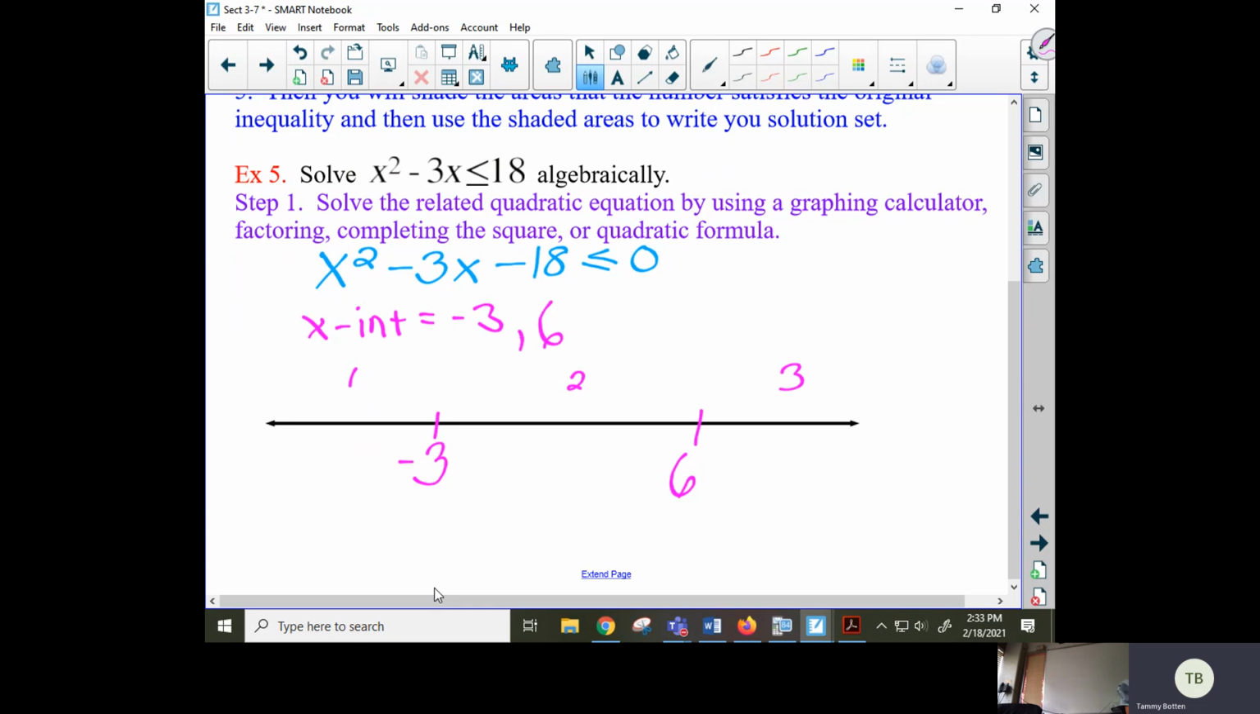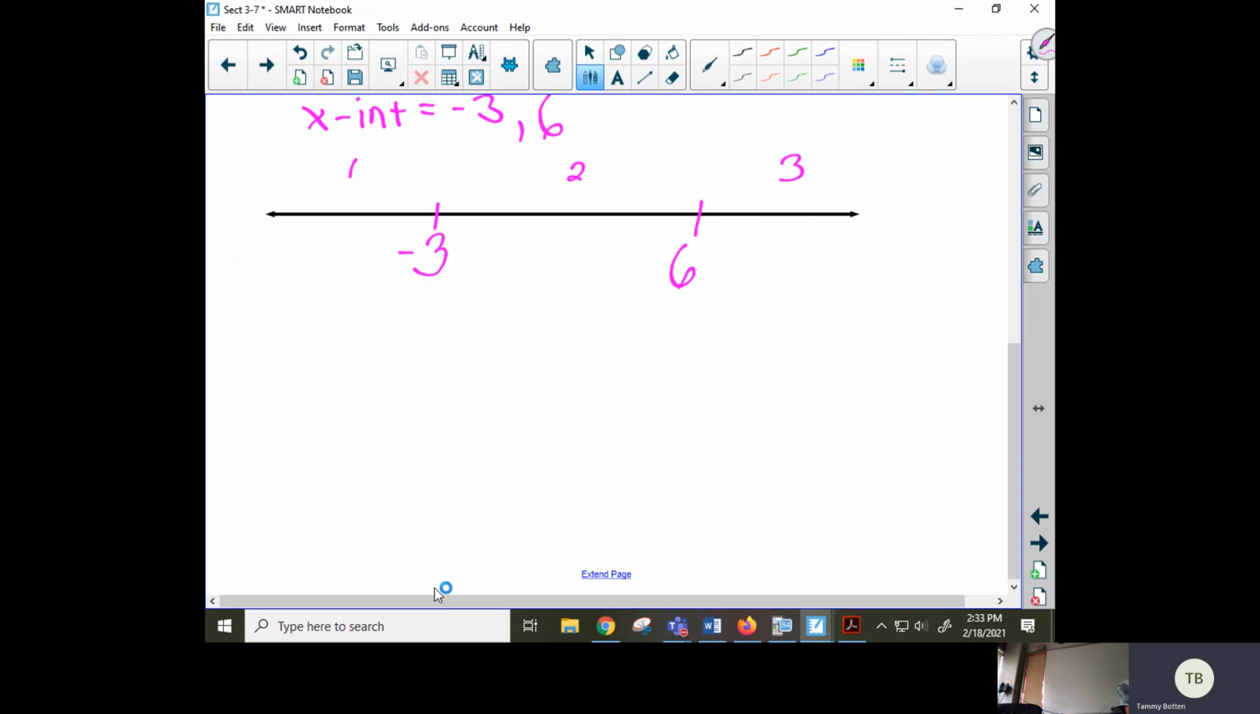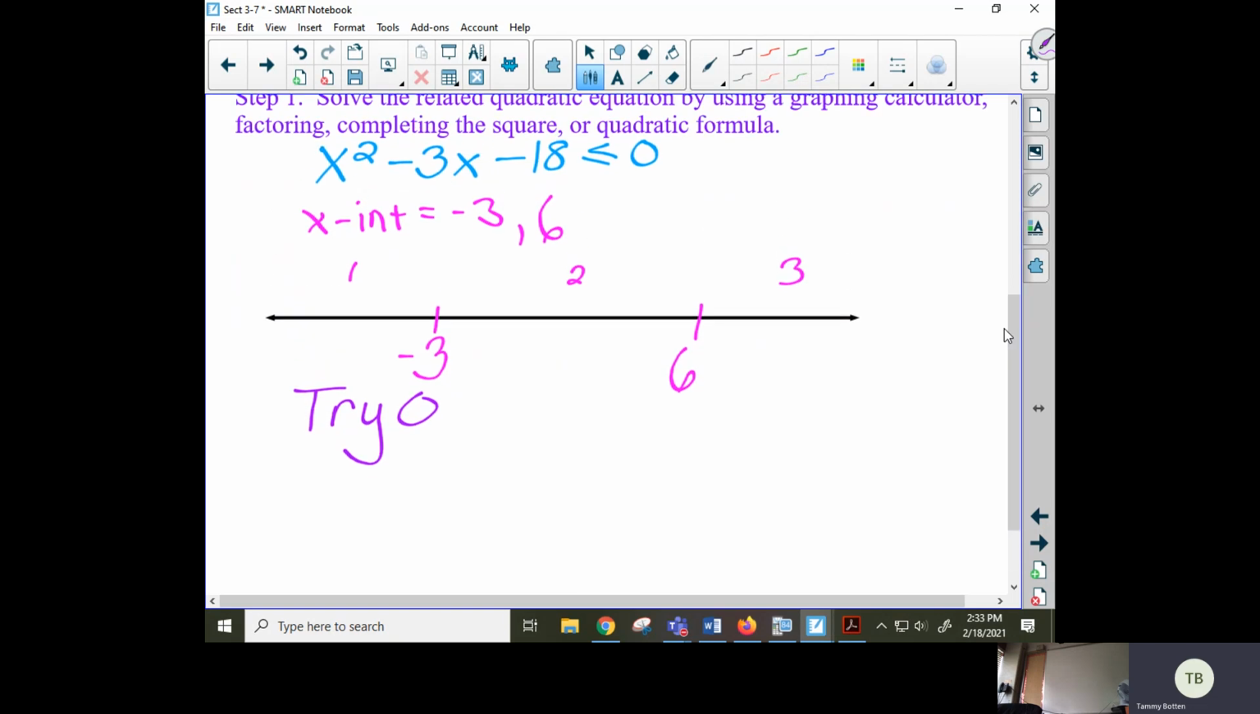All right. What I would do on this one, I would probably try a point inside here because isn't 0 inside here? Right? 0 is between -3 and 6. So let's try 0 in that equation. And if I do, I would get 0 squared minus 3 times 0 minus 18. Is that less than or equal to 0? Yes. Do we need to write all that out? No, because you can probably just do that in your head.